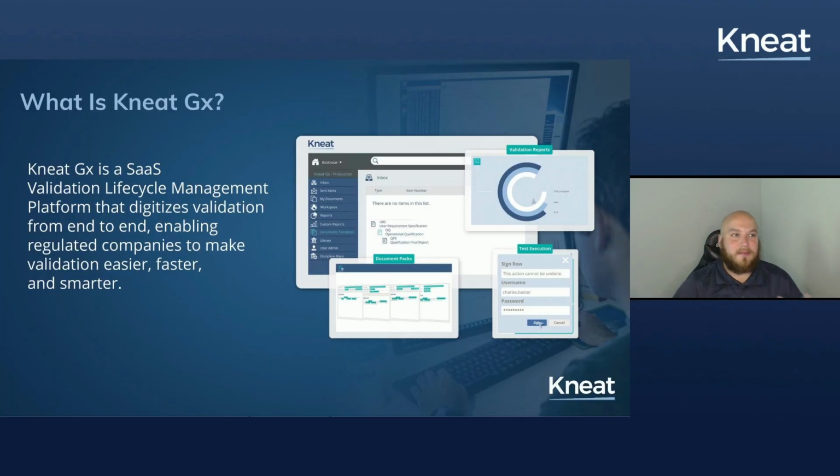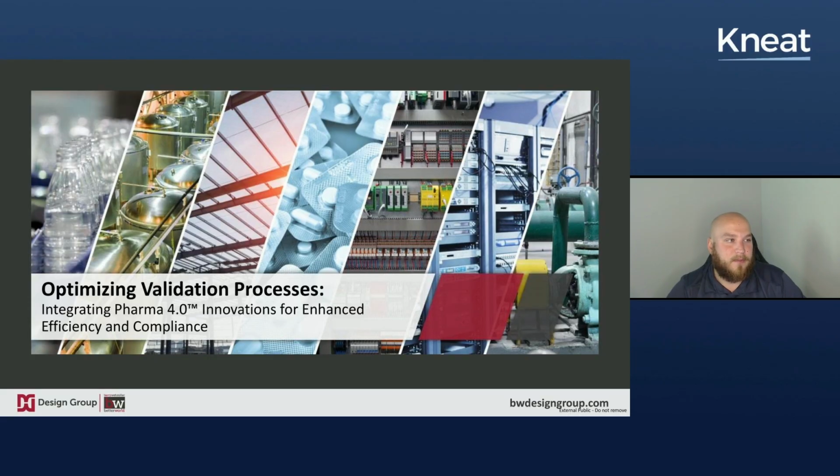So that is the company Kneat. Kneat Gx is the product. That is our software as a service validation lifecycle management platform that digitizes validation from end to end, enabling regulated companies, hopefully like yourselves or the ones that you work with, to make validation easier, faster, and smarter. All of that is to say, everything that you used to do on paper, in binders, lugging paper around from warehouses to production facilities to offices is all now done digitally. It can all be accessed from any smart device that can access the internet that you can put your credentials into anywhere in the world from wherever you are. That is Kneat Gx. So now you know when we're talking about Kneat Solutions as a company and Kneat Gx, that is what we're talking about.